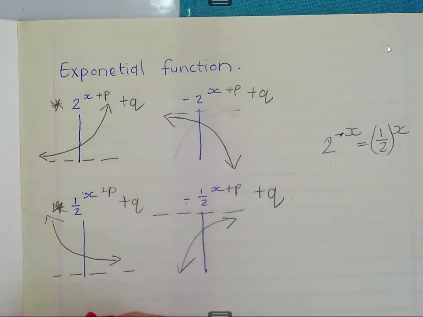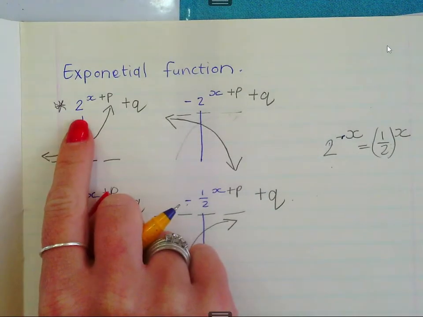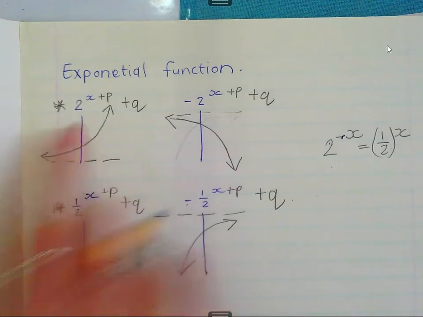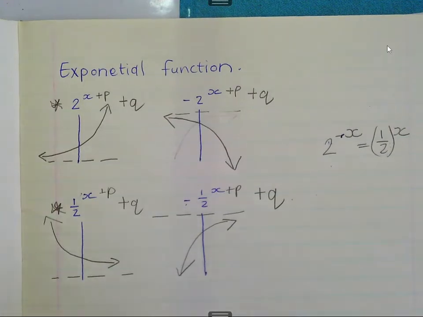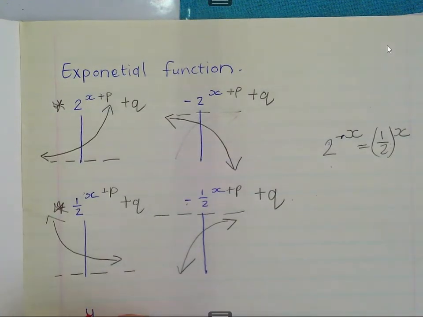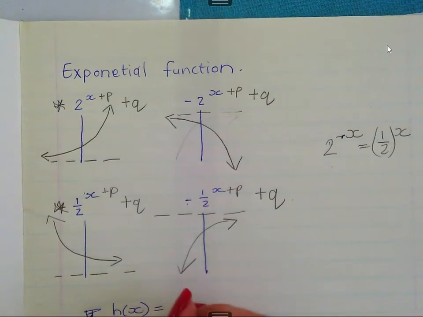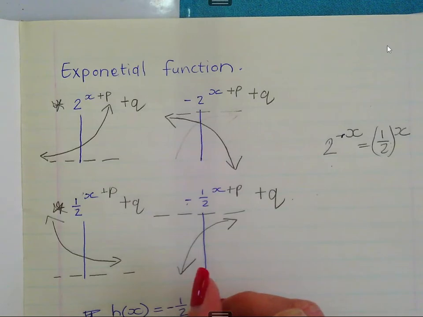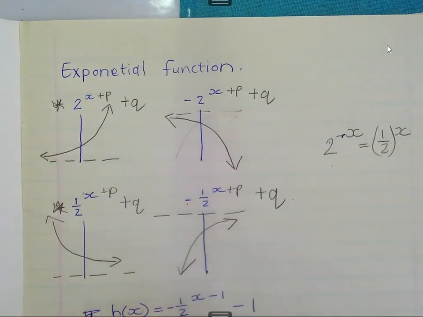Okay. Which one of these 4 do you want to draw? We drew a lot of 2 to the power of x, no? On the back of that page. We drew many of them. Negative half. Okay. Let's make it h of x equal to negative a half to the power of x minus 1 minus 1.